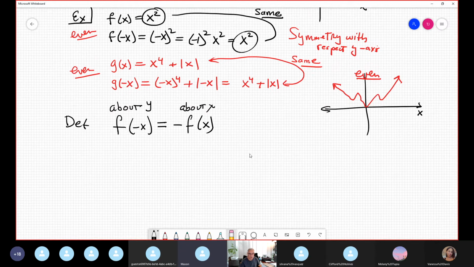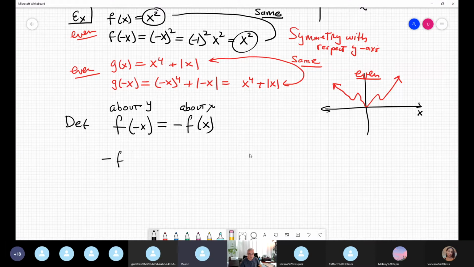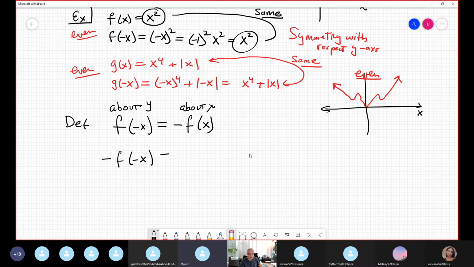you are doing a double reflection. When you are doing a double reflection, the function stays the same, because this negative, if you want, you put here negative f of minus x, is equal to the original function. I don't know what is the best way to interpret it. This is the formal definition. However, to see it geometrically, I propose this idea: a double reflection, about y and about x. Magically, the function stays the same.